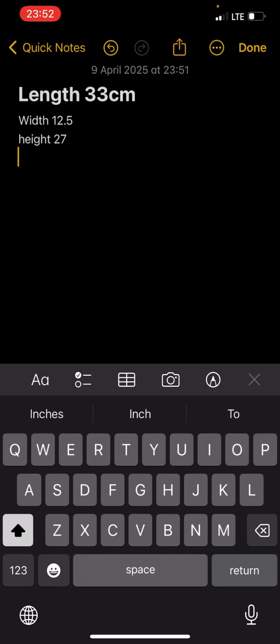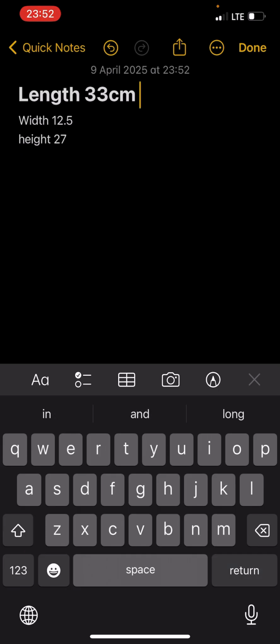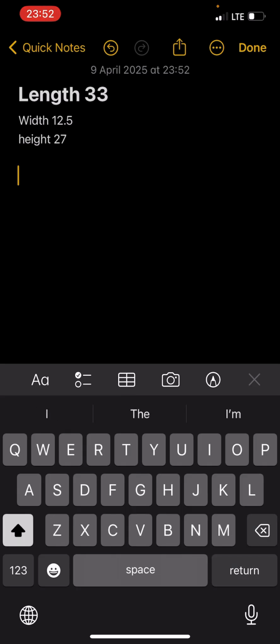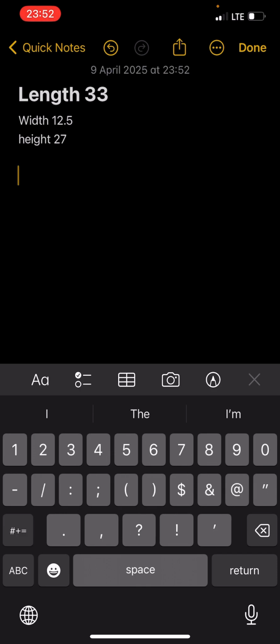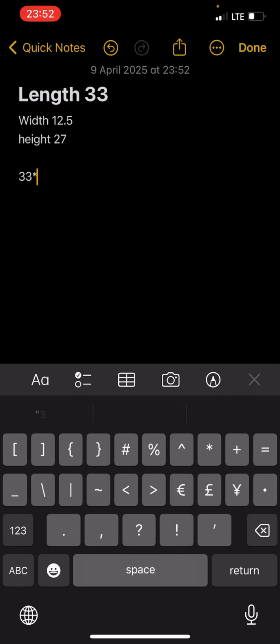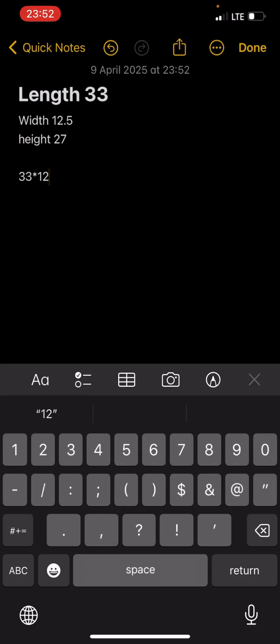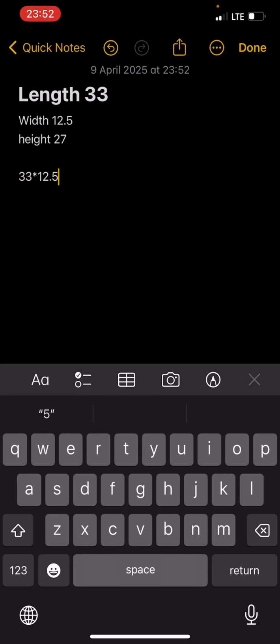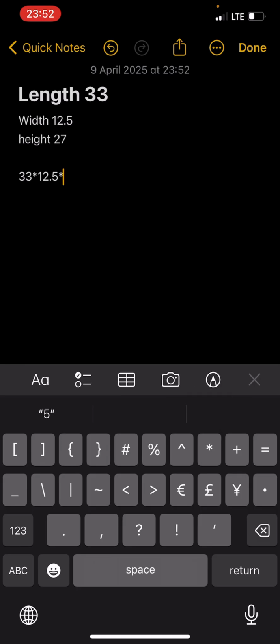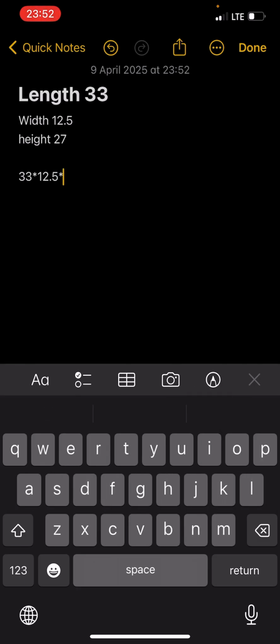Then here is what you're going to do after you have been given the volume. Let me clean this in because I don't want to confuse anybody. Once you ask your supplier and he or she gives you the length, the width, and the height, you come here and do it like this: 33 times 12.5 times 27.